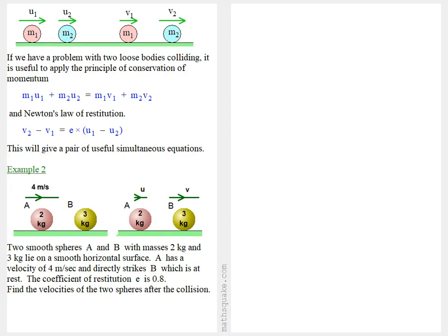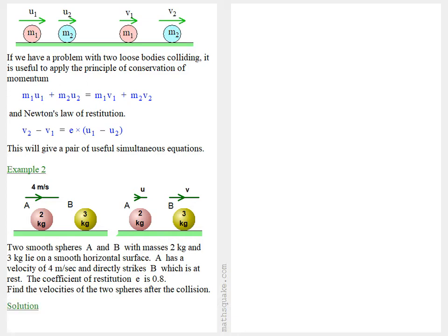Example 2. Two smooth spheres, A and B, with masses 2 kilograms and 3 kilograms, lie on a smooth horizontal surface. A has a velocity of 4 meters per second and directly strikes B, which is at rest. The coefficient of restitution, e, is 0.8. Find the velocities of the two spheres after the collision.